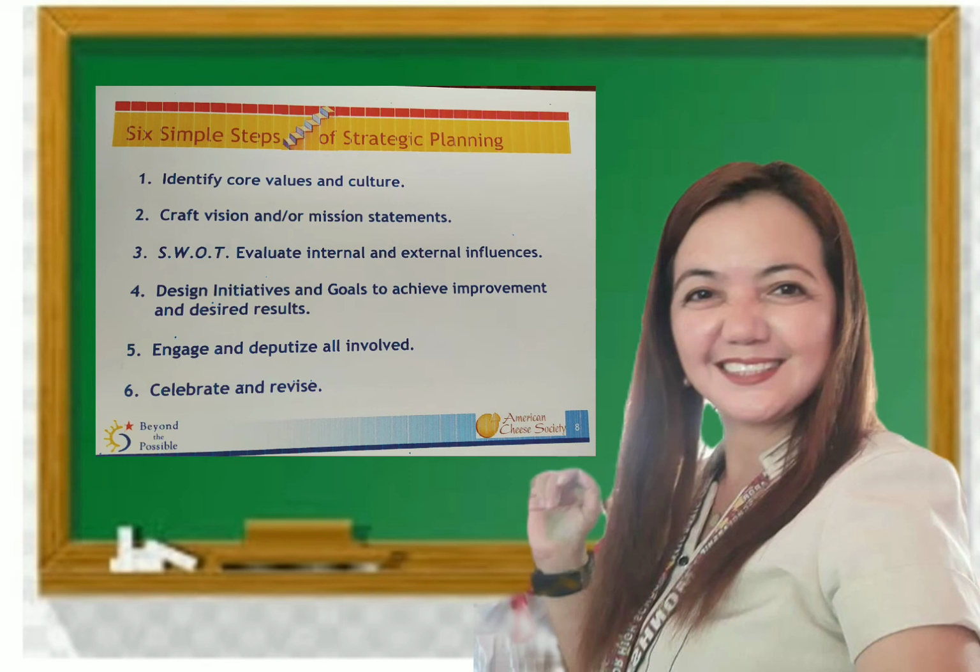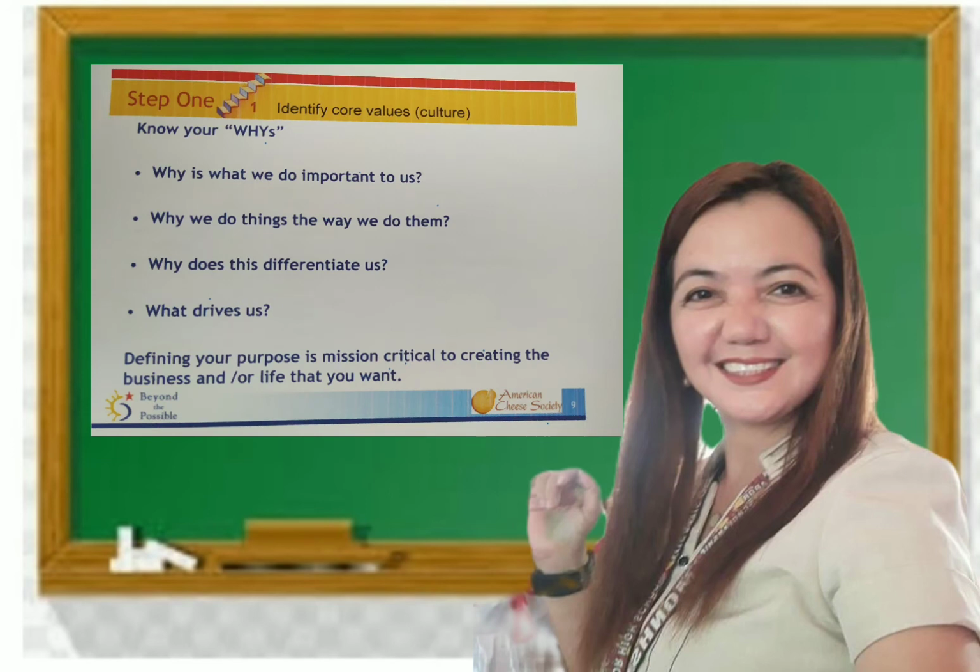So let's proceed to the 6 simple steps of strategic planning. Number 1 is you have to identify the core values and culture. Second, craft vision and or mission statements. Third, SWOT. You have to evaluate internal and external influences. Fourth, design initiatives and goals to achieve improvement and desired results. The fifth one, engage and deputize all involved. Sixth, celebrate and revise. So we have here step 1, identify core values or culture. So you have to know your whys.